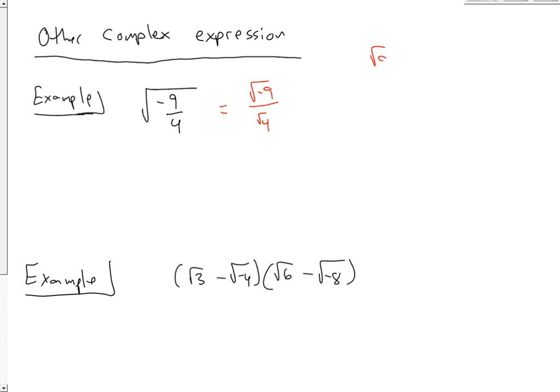Now remember, the square root of 9 is 3. So the square root of negative 9 is 3i. And at the bottom, I have the square root of 4, which is 2. So I would get 3i over 2, or 3 halves i.